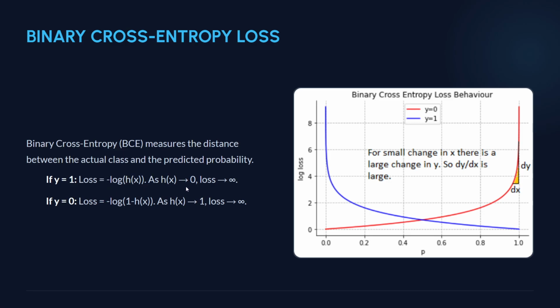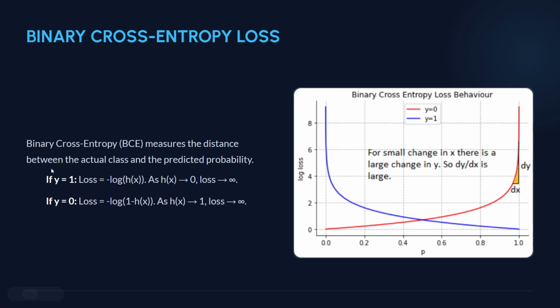So if this h(x) tends to 0, it means that your model is predicting 0, and then your loss will go to infinity. It means that your loss is increasing. And if this value goes near to 1, and your actual value is also 1, you can see that the loss becomes 0. You can see how this loss is working.